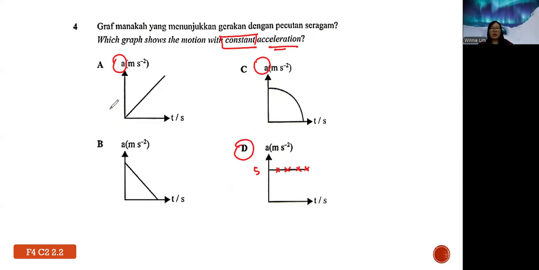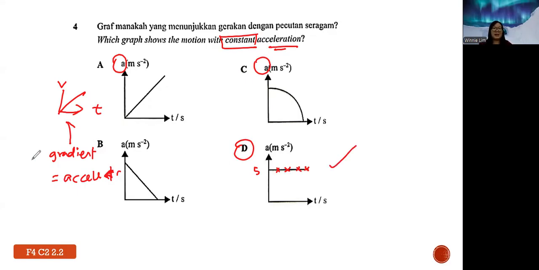Now, the shape would look like A provided it is a velocity-time graph, because gradient refers to acceleration. Also, that's why your acceleration has no change. But this is an acceleration-time graph, so that's why the answer is D.